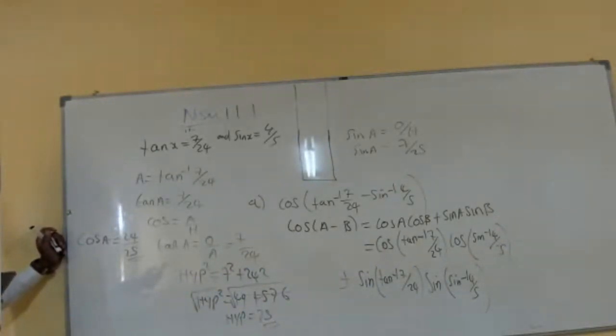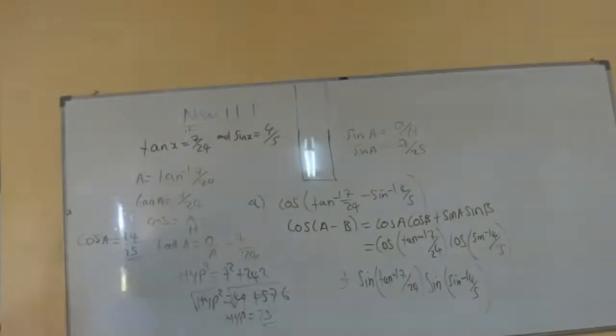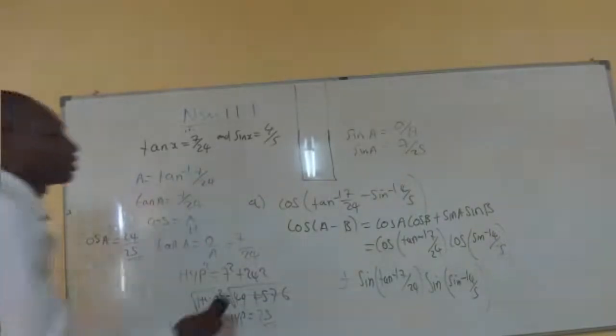Next up, we now need to find the B part. So I'll write those values or answers somewhere so that we can make reference to them at the end of it all. So I'll erase this part.